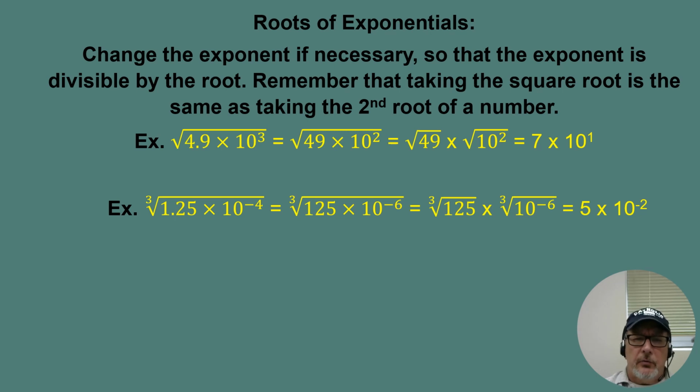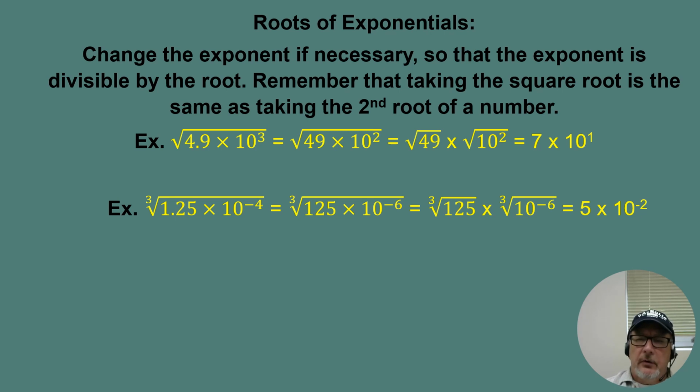Taking the square root is the same as taking the second root. So we want to change our exponent so that it is divisible by 2. We will change the expression then to taking the square root of 49 times 10 squared. We do that by moving our decimal place one place to the left from 4.9 to 49, and then changing our power of 10 from 3 to 2.